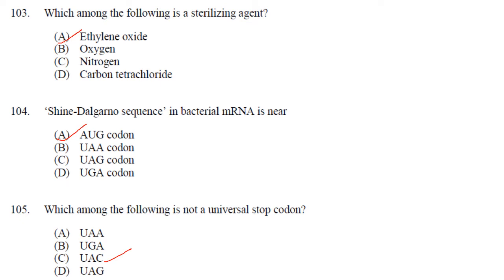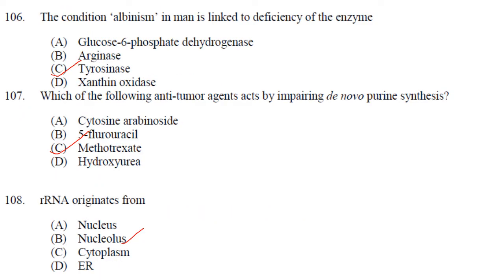Which among the following is not a universal stop codon? UAA, UAG, UGA, all these are stop codons, whereas UAC is not a stop codon. Answer is option C. Then next one.